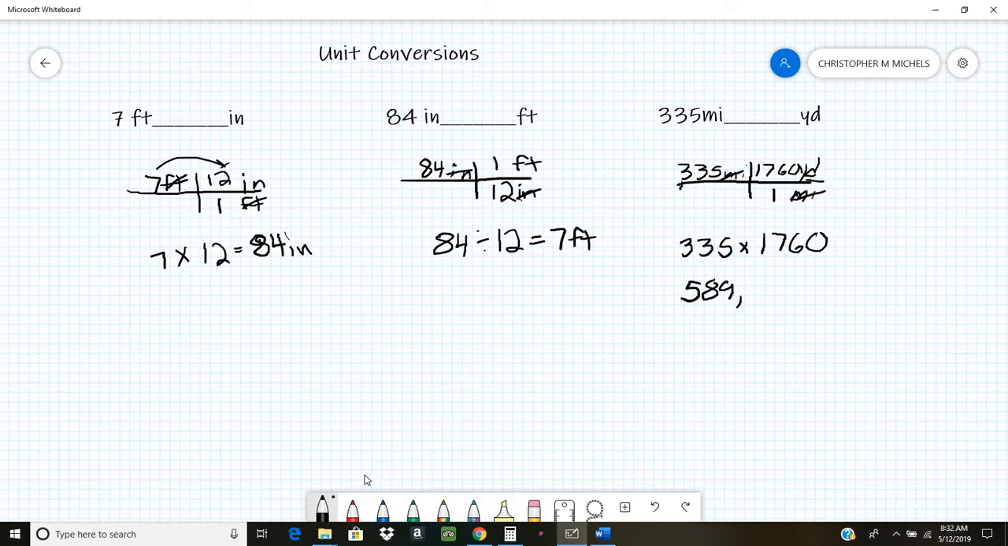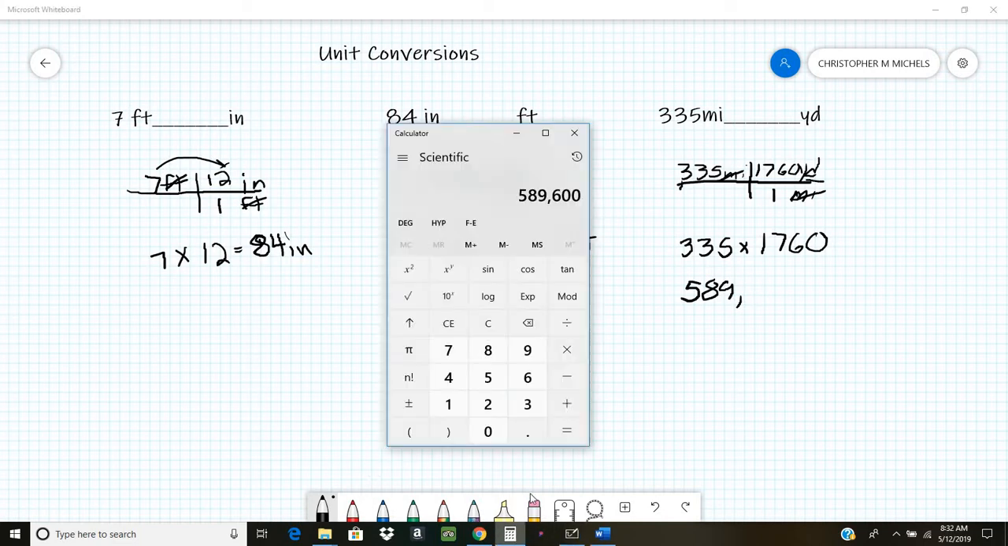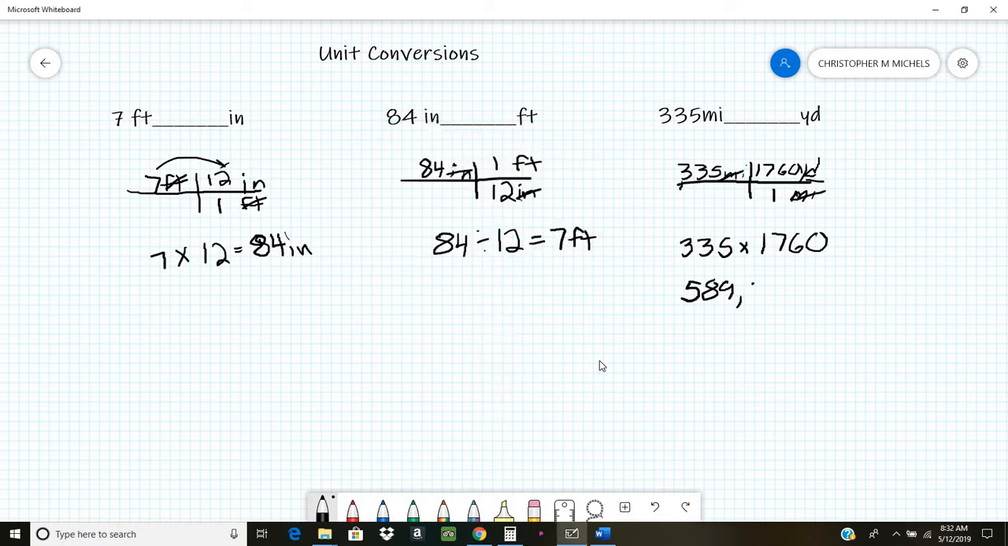589,000. I forgot the last part. Get that up here again. 600. There we go. Okay, let me write that down. 600 yards. It should be a lot of yards. Like I always tell everyone, keep things in context.